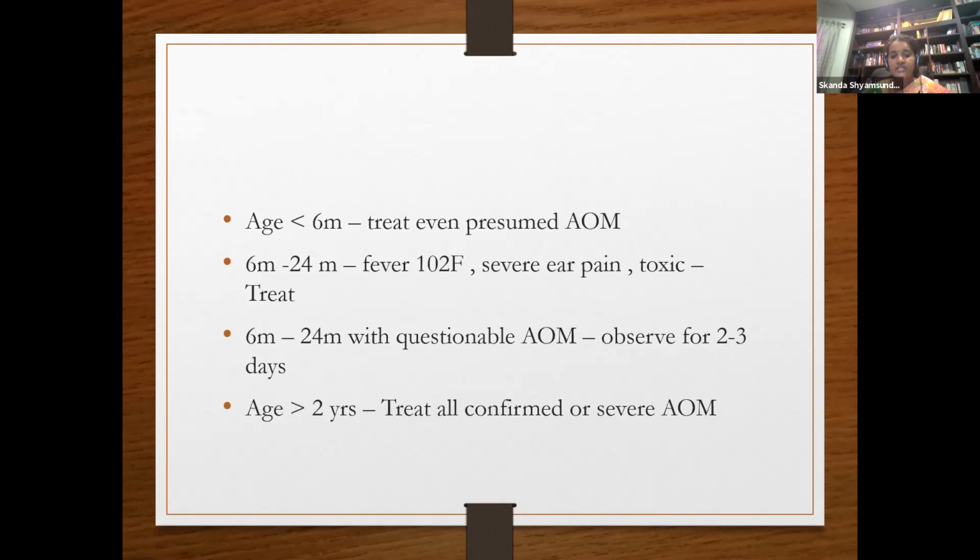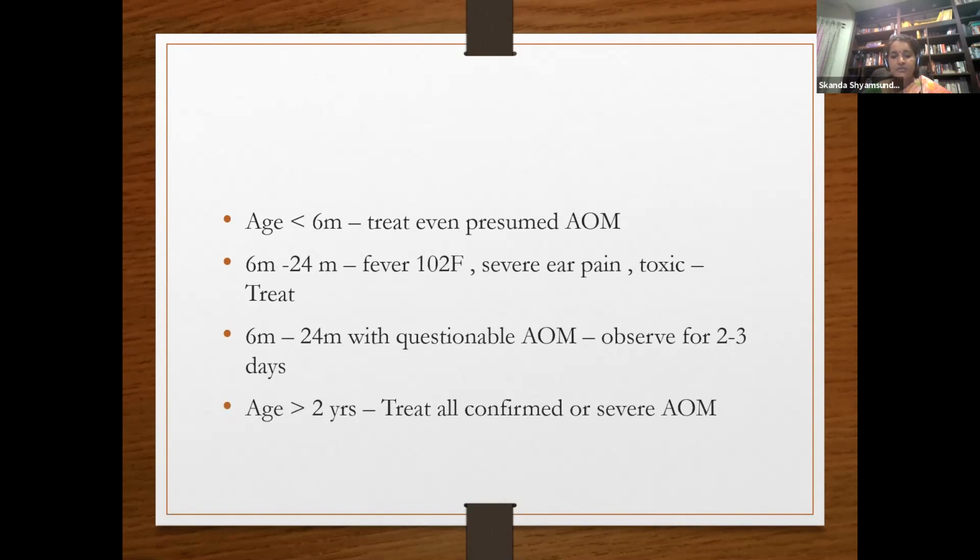So in a child less than 6 months of age, you treat even if there is presumed acute otitis media. In a child between 6 to 24 months of age with high grade fever, the child is toxic and if there is severe ear pain, then you treat. The child is saying that there is ear pain, but the child is looking absolutely comfortable. You can give symptomatic treatment, ask them to come back after 2 or 3 days and reassess.